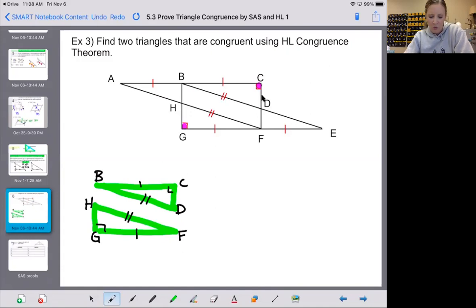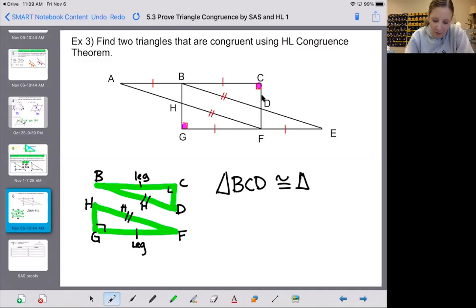Okay, so it actually looks like we do have hypotenuse leg here. Right here we have a leg, and right here we have a hypotenuse. Same thing down here, we have a hypotenuse and a leg. And so I do think these are congruent. I'm going to write them as a congruence statement. So triangle, let's say BCD is congruent to triangle. Okay, so I went from B across to C. So that means I'm going to need to go from F to G and then up to H. All right, that'll work.